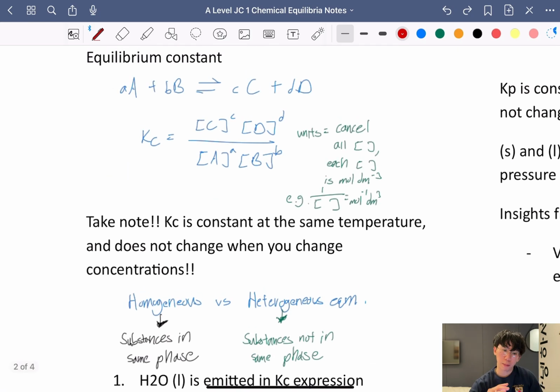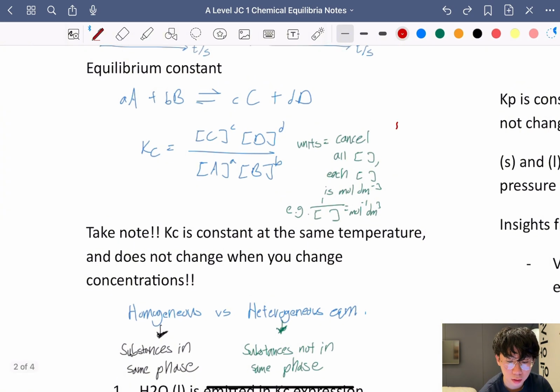Now if you look at the equilibrium constant, here we have a typical reaction where A plus B gives C and D, and the molar ratios are as such with A, B, C, and D. When you look at this, the equilibrium constant is equal to your products' concentration over the reactants' concentration. And the powers are to the power of the molar ratio.